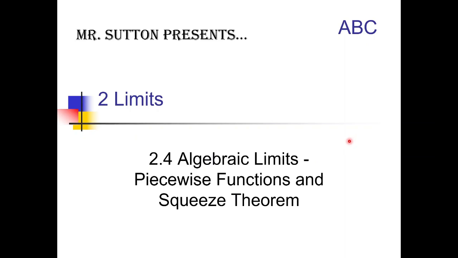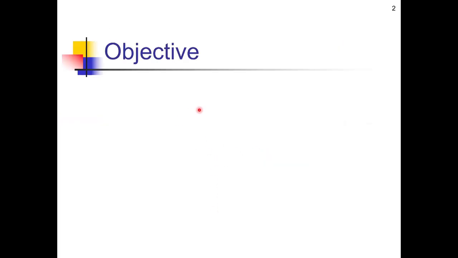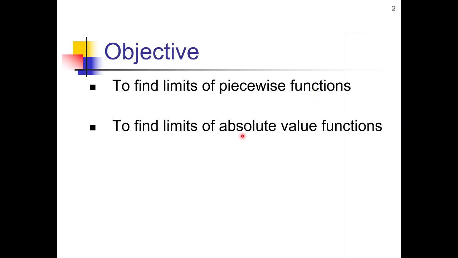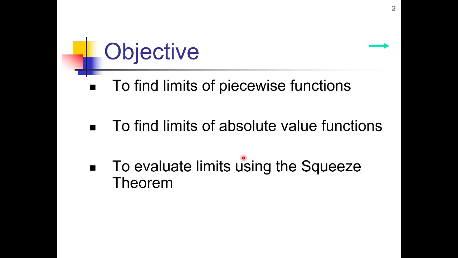Mr. Sutton here, bringing you this AB Calculus 2-4 lesson on algebraic limits. In this one, we're exploring piecewise functions and the squeeze theorem. Specifically, our objectives are finding limits of piecewise functions, especially at those border values. We'll also be delving into absolute value functions. What's the relationship between those and piecewise? That will be revealed. And finally, at the end, we will tackle the squeeze theorem.